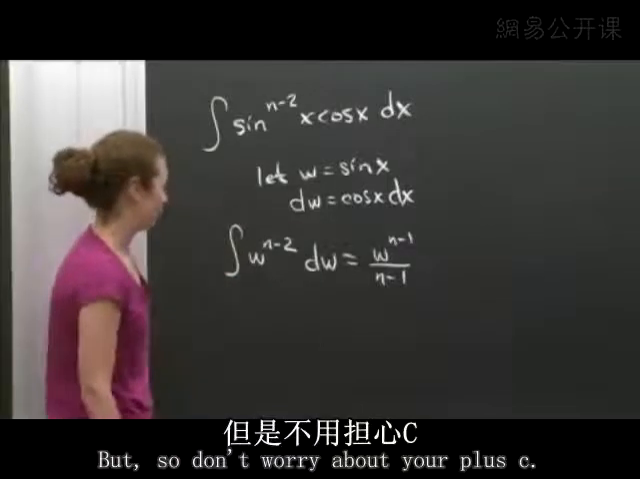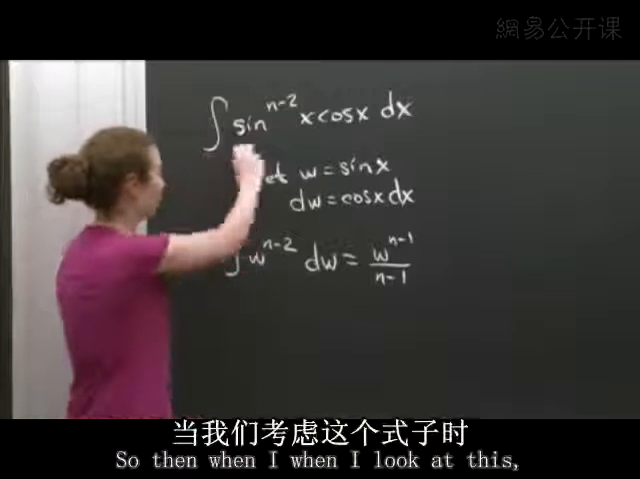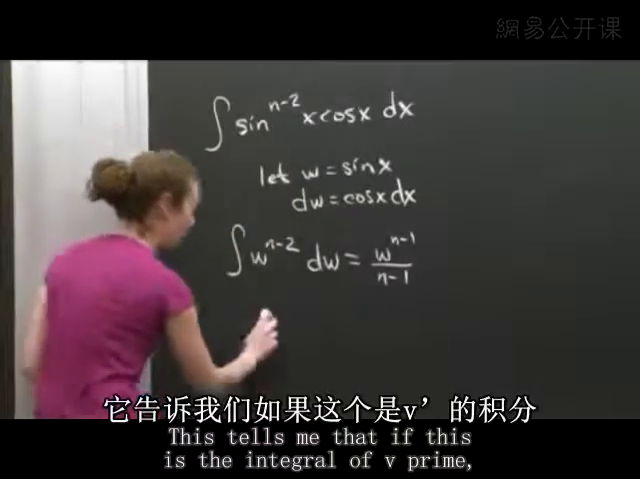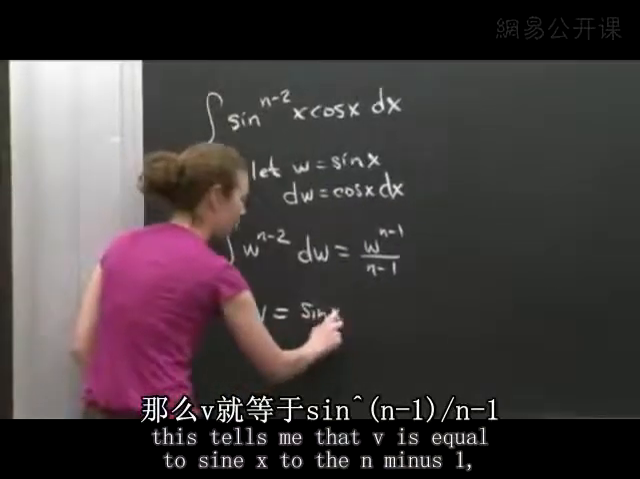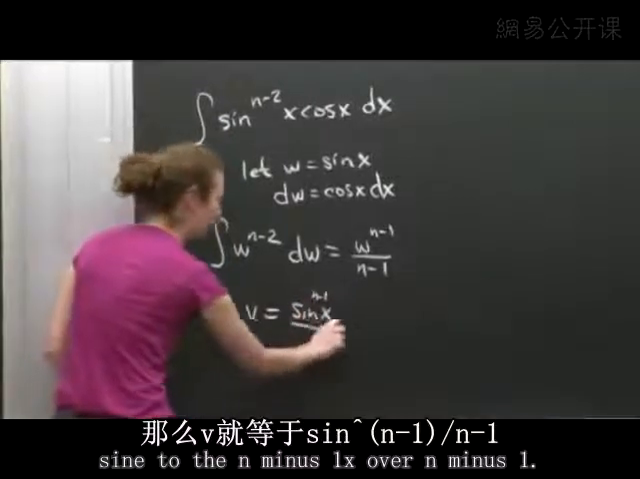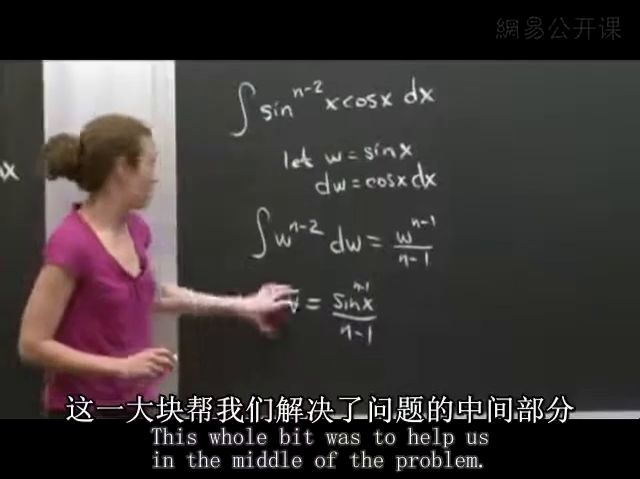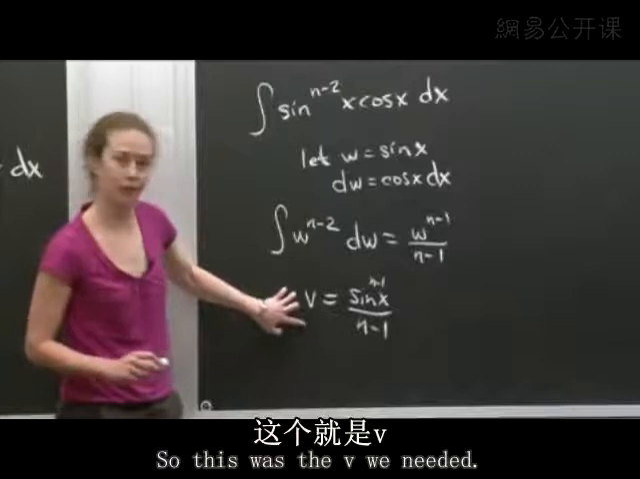So don't worry about your plus c. I don't want to carry that around. OK, so when I look at this, what does this tell me? This tells me that if this was the integral of v prime, then v is equal to sine to the n minus 1 of x over n minus 1. This whole bit was to help us in the middle of the problem. So this was the v we needed.